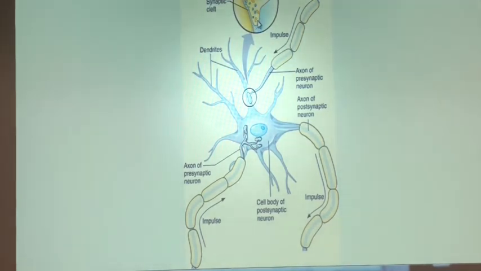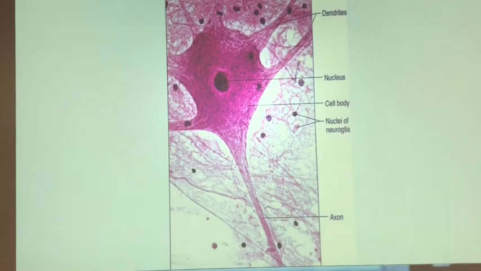Notice we have mitochondria throughout. Notice also we have these synaptic vesicles. Synaptic vesicles, if this were a neuromuscular junction, these synaptic vesicles would be filled with acetylcholine, ACh. Again, there is the microscope picture. This is a light microscope picture.